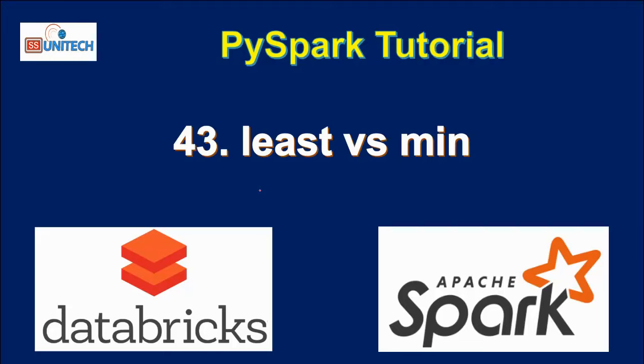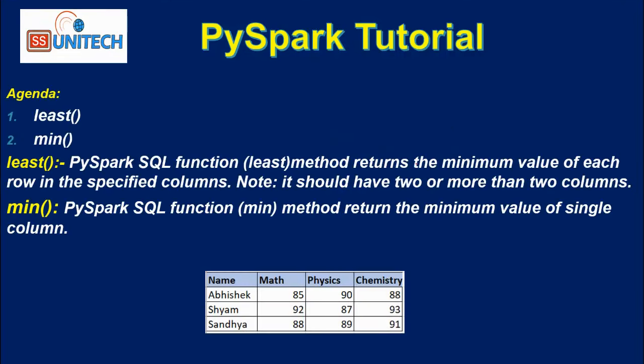In this video we are going to see about the least and min function. As per today's agenda, first we'll see about the least function, then we'll see about the min function. So what is the least function? In PySpark, the SQL function least returns the minimum value of each row in specified columns. In case of the min function, it gets the minimum value in a single column.